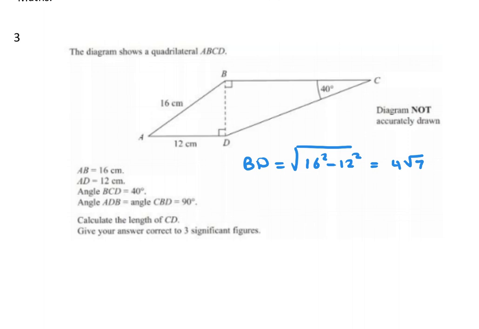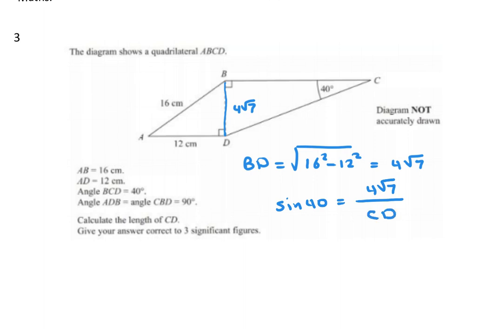Now you have BD, 4 root 7. We need to find CD. For this triangle, this angle 40, we have the opposite, which is 4 root 7. We need to find the hypotenuse. So you can use sine. Sine 40 equals the opposite, which is 4 root 7, divided by the hypotenuse, which is CD.